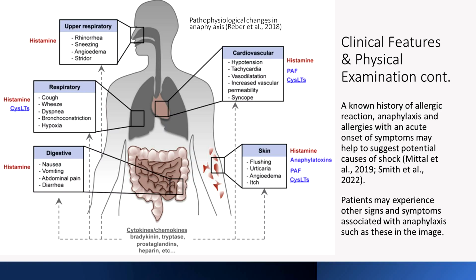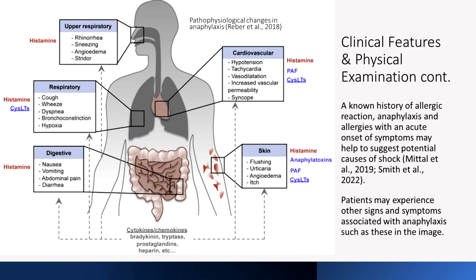So, a known history of allergic reaction, anaphylaxis, or allergies, with an acute onset of symptoms, may help to suggest potential causes for shock. Where patients are experiencing distributive shock secondary to anaphylaxis, they may also be experiencing other signs and symptoms associated with anaphylaxis as seen in this image.